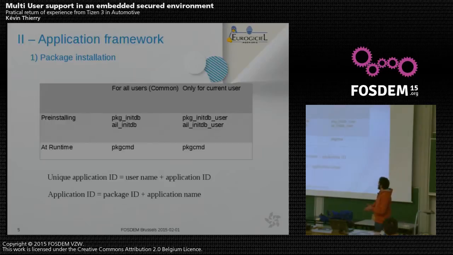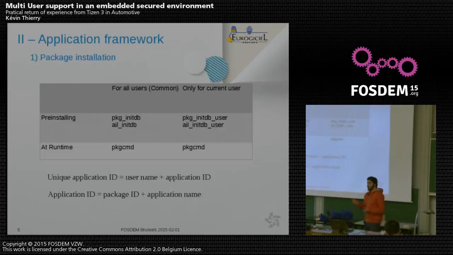Regarding package installation, we have what is called pre-installing. Pre-installing, in fact, means we are going to copy the package from a shared area to a user area. Basically, the user area is the home, as each user has its own home. And pre-installing is copying the files and initially the databases. We have a database for the package and the application. And when we want to install it, we will use the pkgcmd command to really install the application so we can launch it afterwards.